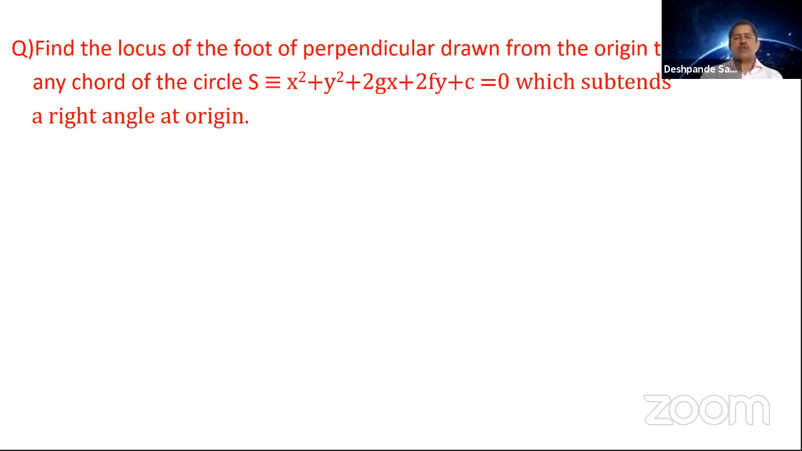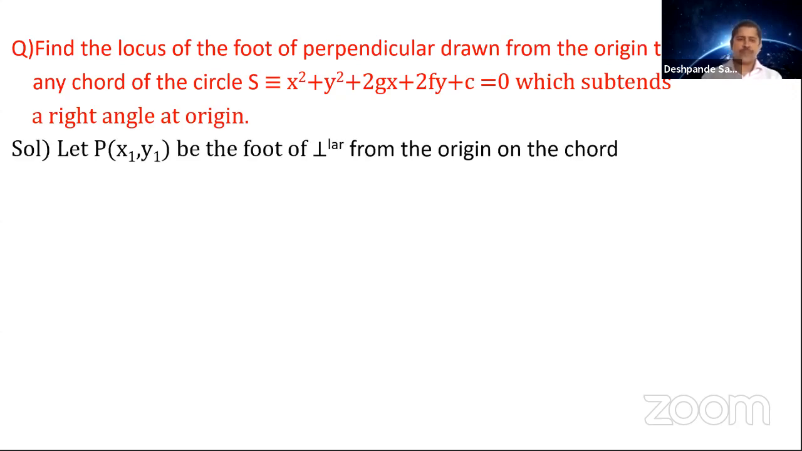So whenever you are using the words drawn from origin or subtending a right angle at origin, you are going to use the concept of homogenizing. So just recollect the concepts of the homogenizing process. Where exactly did you have the homogenizing process? You had it in your pair of straight lines. Okay, so let us try to solve the problem here.